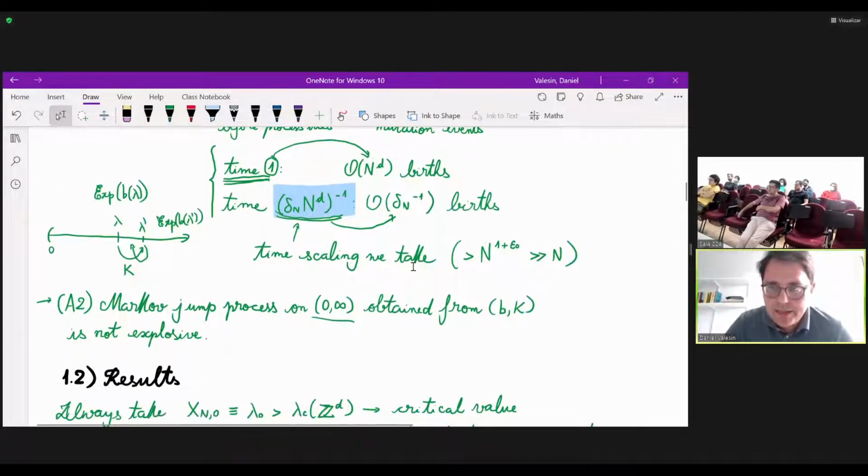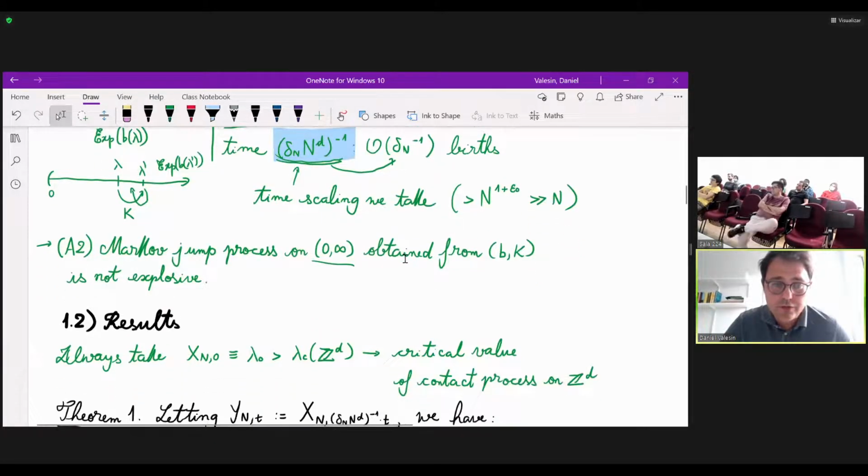So now let me say what we could prove about this model under these assumptions. So first of all, the assumption that we will make is that we always start with a homogeneous population. So at time 0, everybody is occupied by an individual of type lambda 0. And this number lambda 0 is larger than the critical value of the contact process on Z^d. If you don't know what that is, I will explain it a bit later. But for now, let me just mention that there's a certain number that comes from the contact process, and this lambda 0 is larger than that.